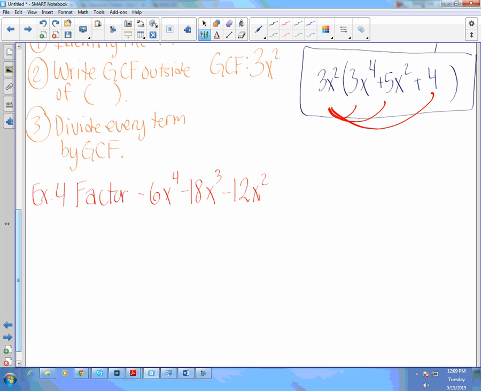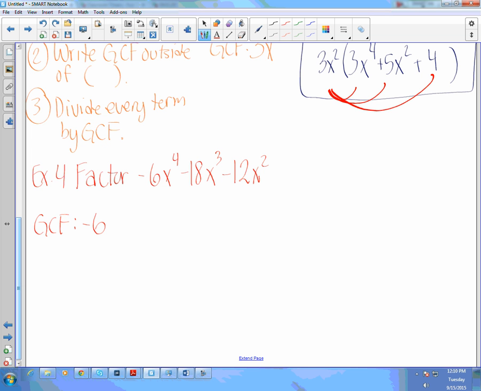Negative 6, right? Don't they all have negatives in common? There you go. GCF, negative 6. How many x's do they share in common? What's the smallest one? x squared.